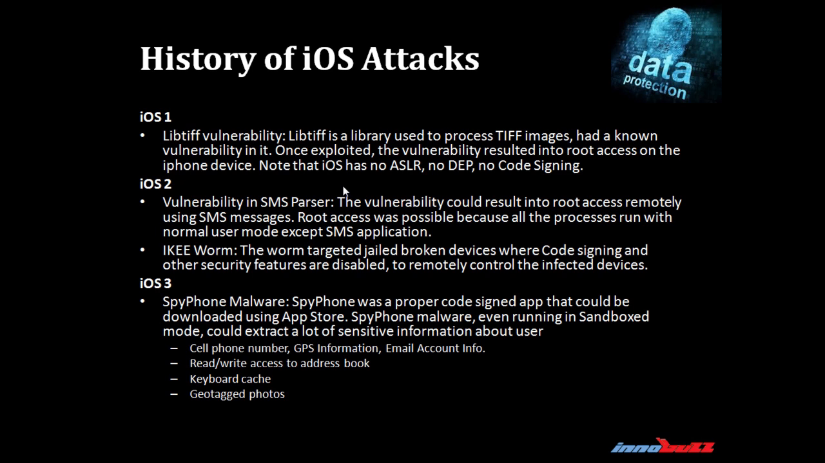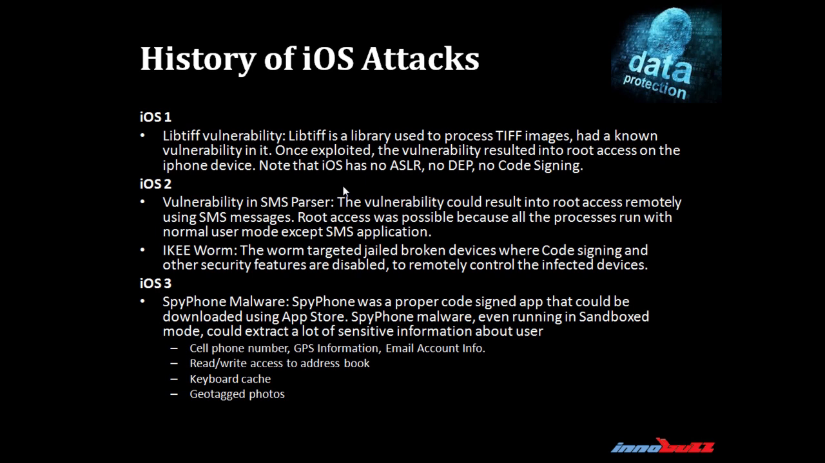For iOS 2, we had two vulnerabilities. One would be a vulnerability in the SMS parser. This vulnerability could result in root access remotely using SMS messages. The root access was possible because all the processes run in normal user mode except the SMS application. Another attack was the IKEE worm. The worm targeted jailbroken devices where code signing and other security features were disabled, to remotely control the infected devices.